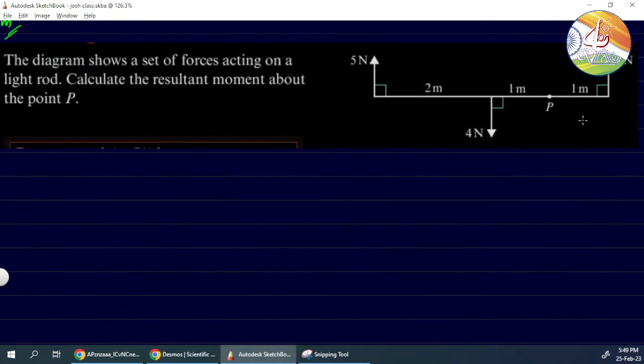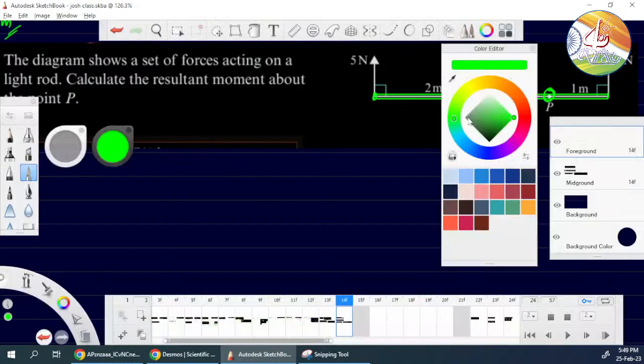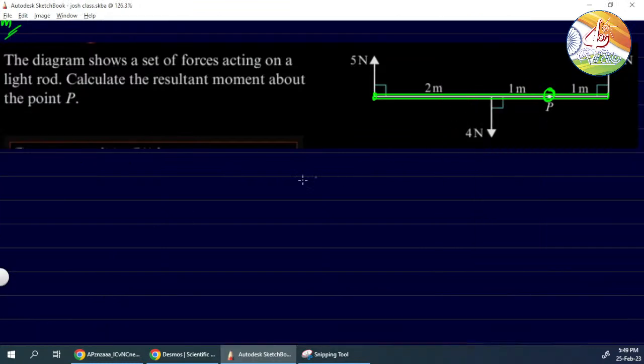So here the diagram shows the forces acting on the light rod. Let us say it is a light rod, and on this rod a number of forces are acting, and we have been asked to find the moment about this point P. Ready? So let's take a moment about point P.